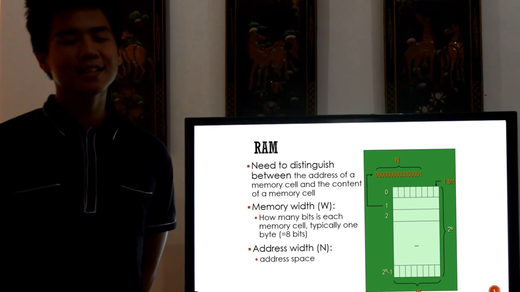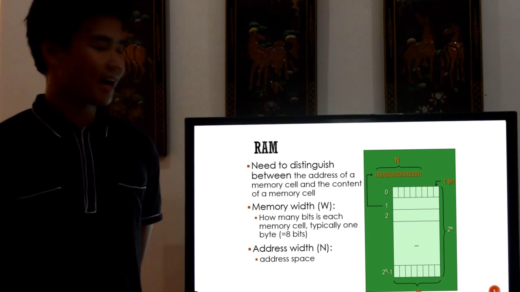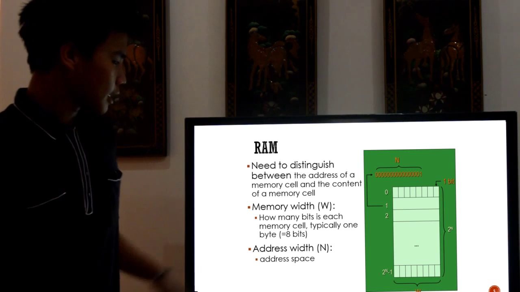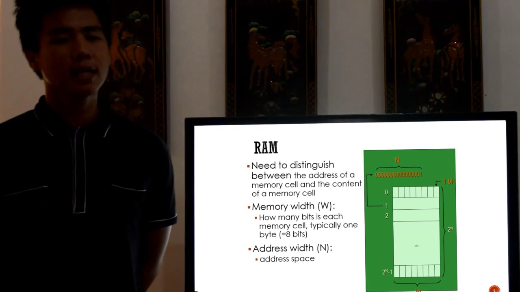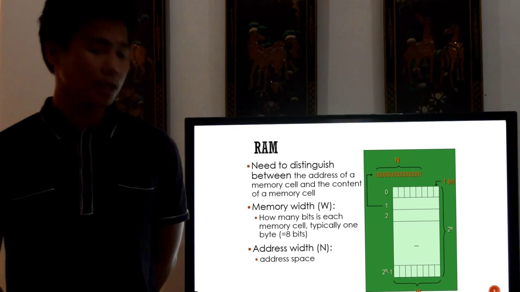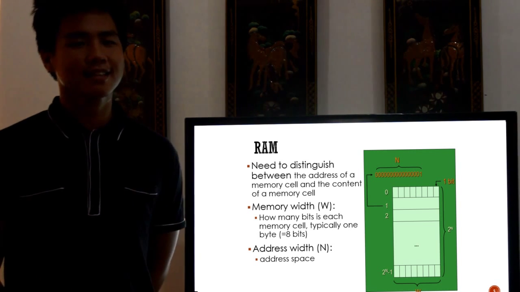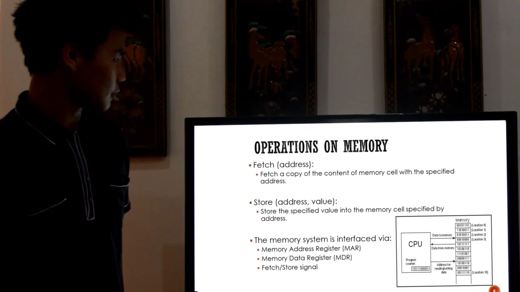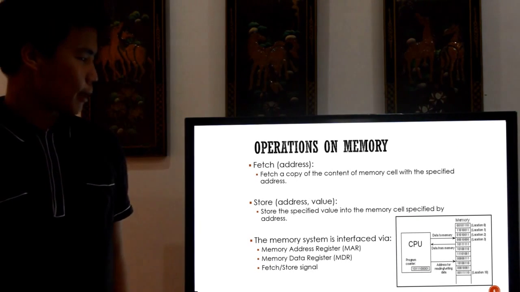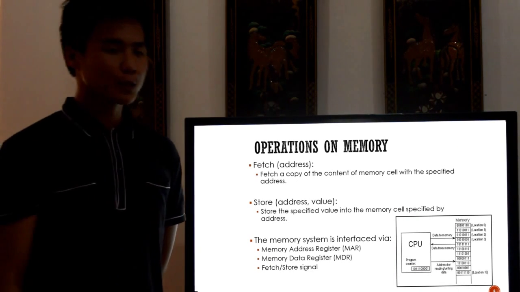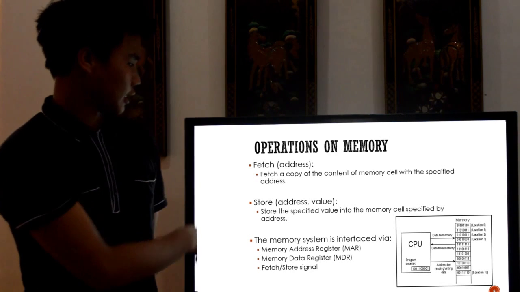The RAM. It needs to be distinguished between the address and the content of the cell. The memory width measures how many bits are in each memory cell, typically 1 byte or 8 bits. And the address width contains the address space. The operations on the memory. It holds 2 operations, the fetch and the store.